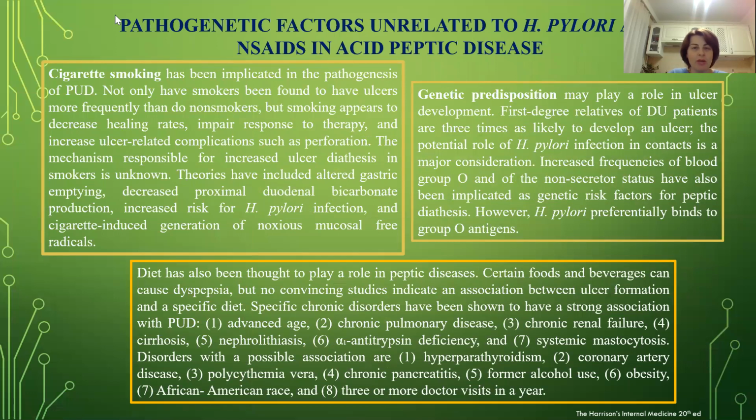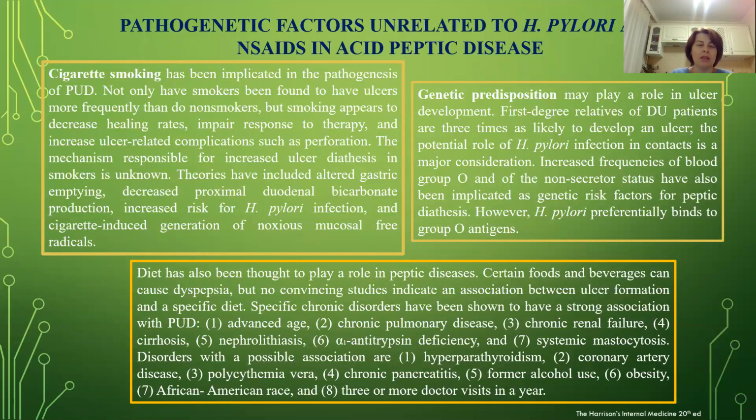Pathogenic factors related to Helicobacter pylori and NSAIDs in acid peptic disease also are cigarette smoking and genetic predisposition. Cigarette smoking has been implicated in the pathogenesis of peptic ulcer disease. Not only have smokers been found to have ulcers more frequently than the non-smoker population, but smoking appears to decrease healing rates, impair response to therapy, and increase ulcer-related complications such as perforation. The mechanism responsible for increased ulcer diathesis in the smoker is still unknown.